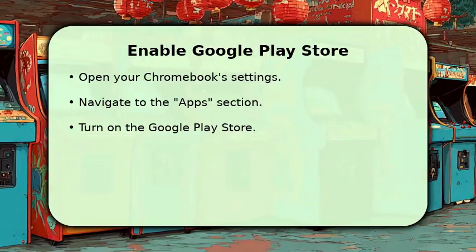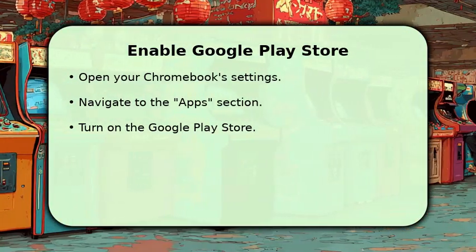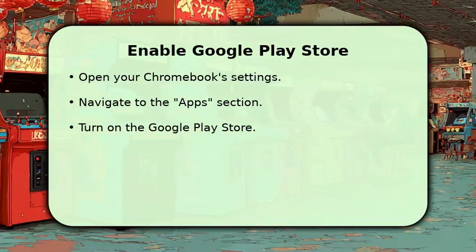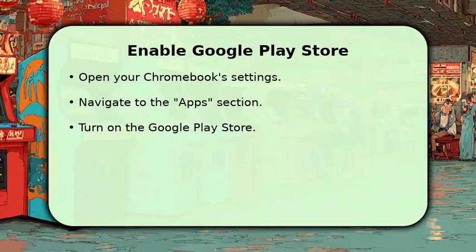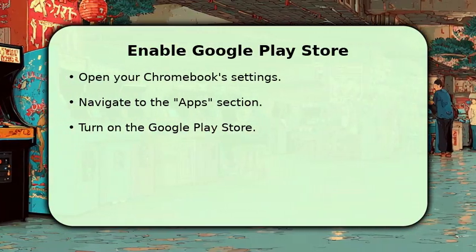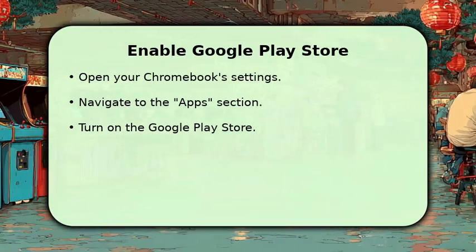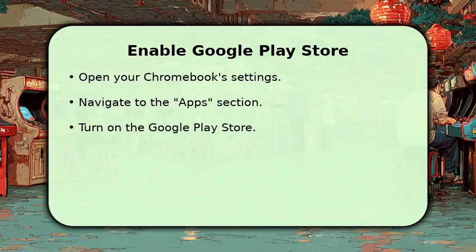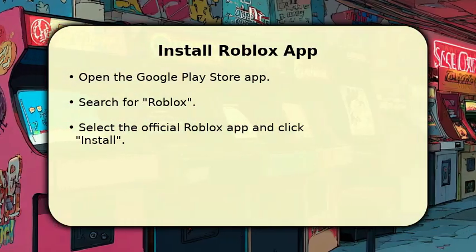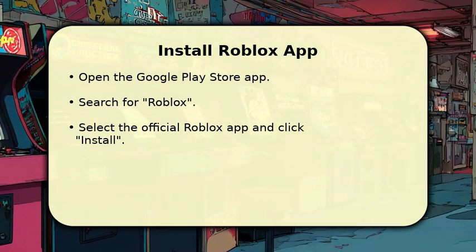To begin, open your Chromebook settings menu. Look for the Apps section, usually found on the left-hand side. Within this section, you will find an option to turn on the Google Play Store. Simply toggle this feature to enable it. This crucial step integrates the Android app ecosystem into your Chromebook, making it possible to download and run Roblox and many other applications.